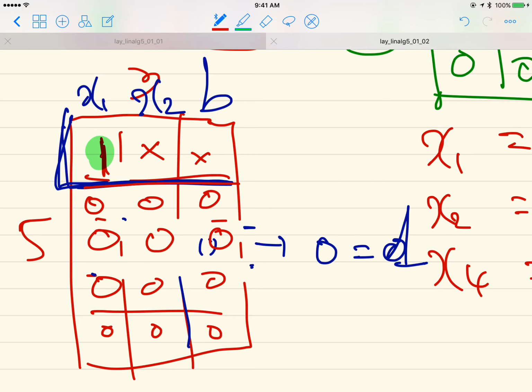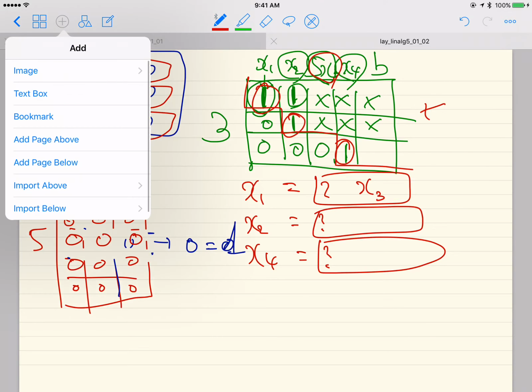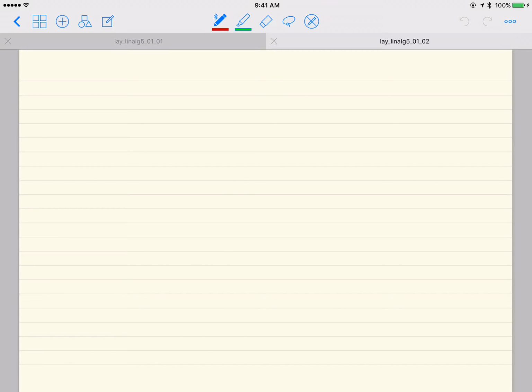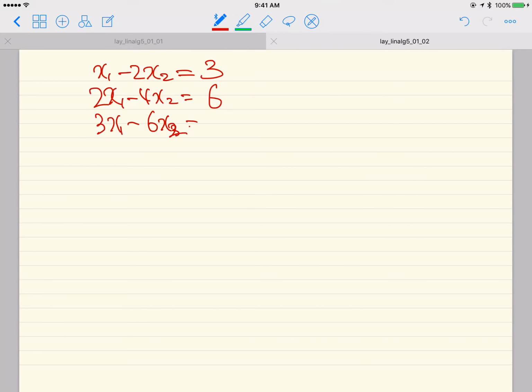And then, let me give you just a special case, which is really trivial and easy to understand. I mean, corresponding to this case. So we have 5 different equations, and I'm going to give you the 5 different equations as this: x1 minus 2x2 equals 3. This was the first equation, and 2x1 minus 4x2 equals 6. 3x1 minus 6x2 equals 9, and so on, right?